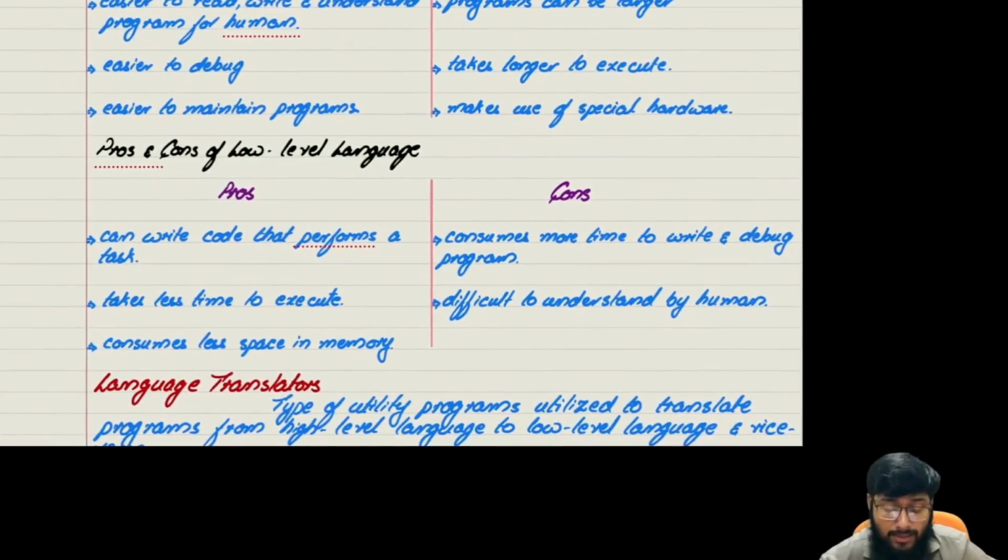Coming towards the disadvantages, it consumes more time to write and debug programs because in binary you are unable to write easily, so you need to learn a few other things. It is difficult to understand by humans. Human can't understand a binary language.